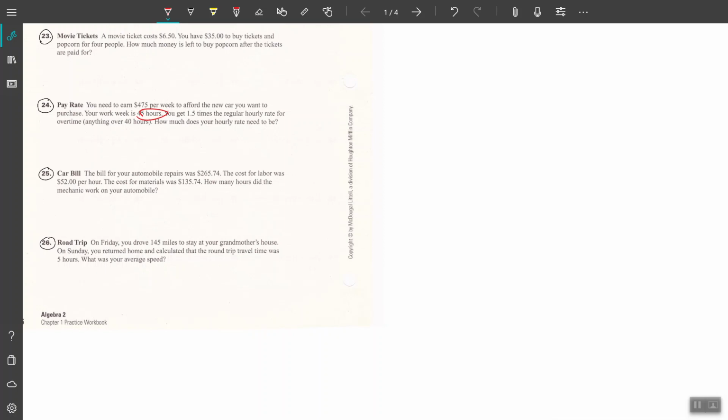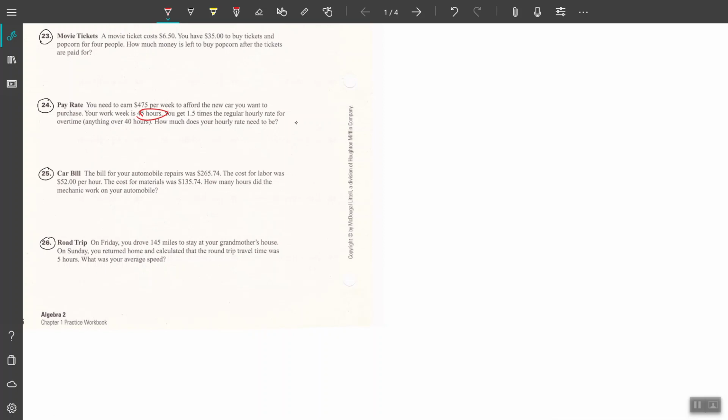Okay, and so what we're going to need to figure out is how much your hourly rate needs to be. So the reason for that is so you can decide if the job you're offered is going to pay you enough per hour to meet your goal of $475 per week so you can buy the new car.